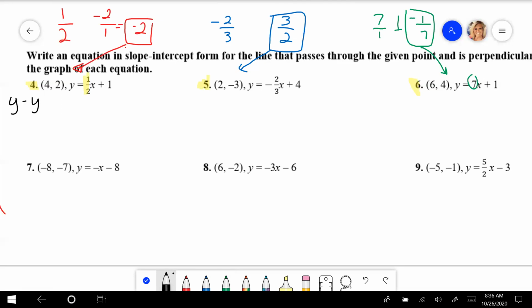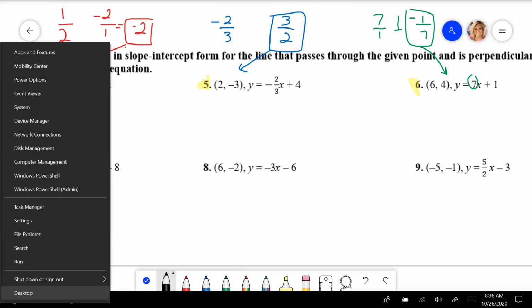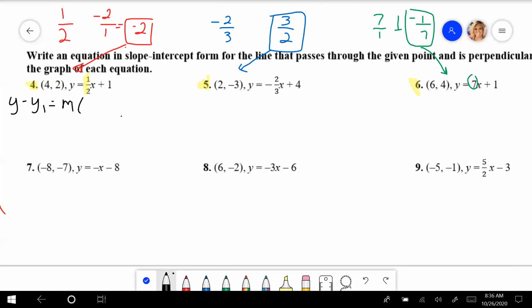Y minus y1 equals m times x minus x1. M is what we found to be -2, so I'm going to put -2 here. X1 is 4. Y1 is 2.